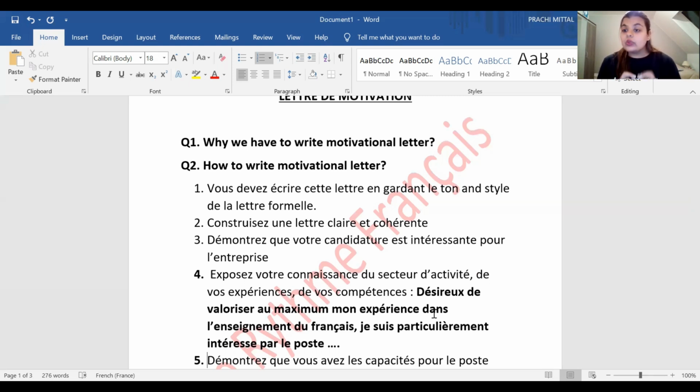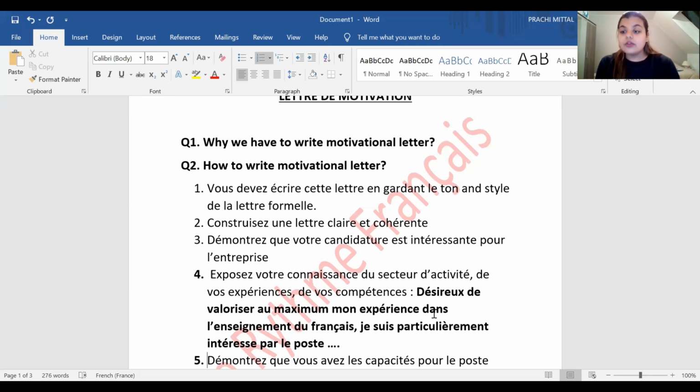The next thing to take care of while writing a motivational letter is: construisez une lettre claire et cohérente. Ça veut dire quoi? This means you need to construct a clear letter and it should be in order. It should not be that in one line you are telling your experience, then your qualities, then again your experience, then your work, then your current post, then your interest. No, it is not going to work like that. You have to work in an order. If you are writing experiences, then write experiences and then come to the interest part.